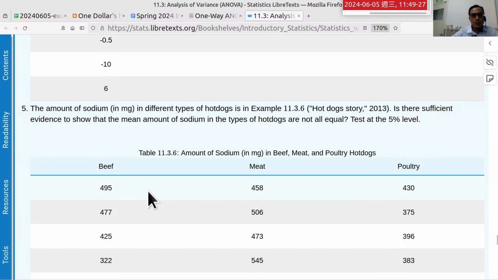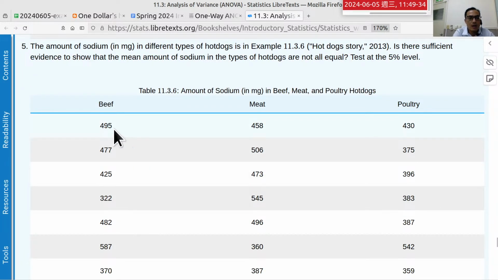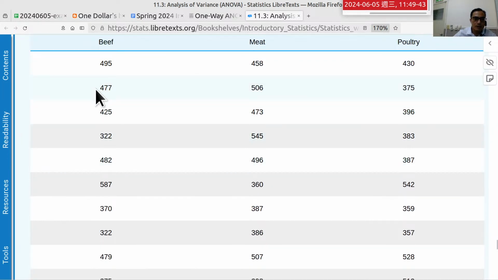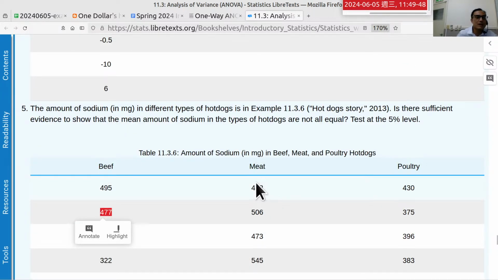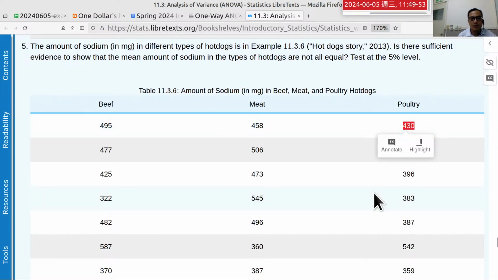And we know the hot dog can be made from different meat, from beef, from pork, from poultry. And for each sample, the content of sodium is 495, 477, different like this. Made from pork, made from poultry, different values here. And now we want to know those three groups, is any one different from the others. We can test it. Okay, select.